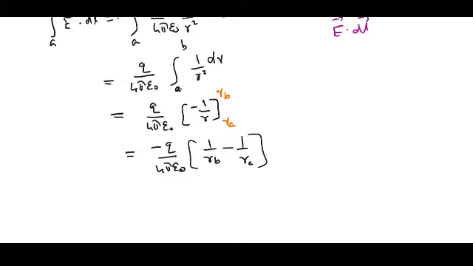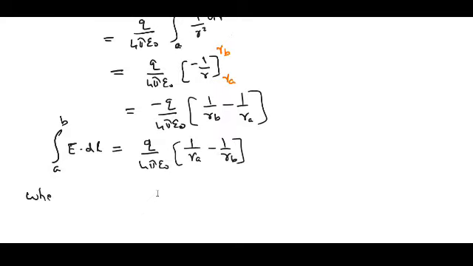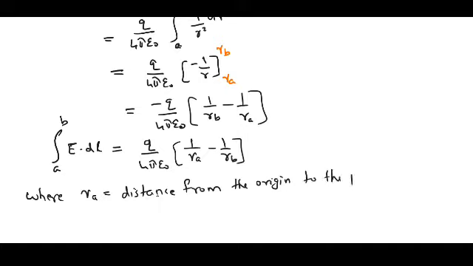Fine. Then if I take the minus inside, the line integral from a to b of E dot dl can be written as q by 4 pi epsilon 0 times (1 by ra minus 1 by rb), where ra is the distance from the origin to the point a, and rb is the distance from the origin to the point b.